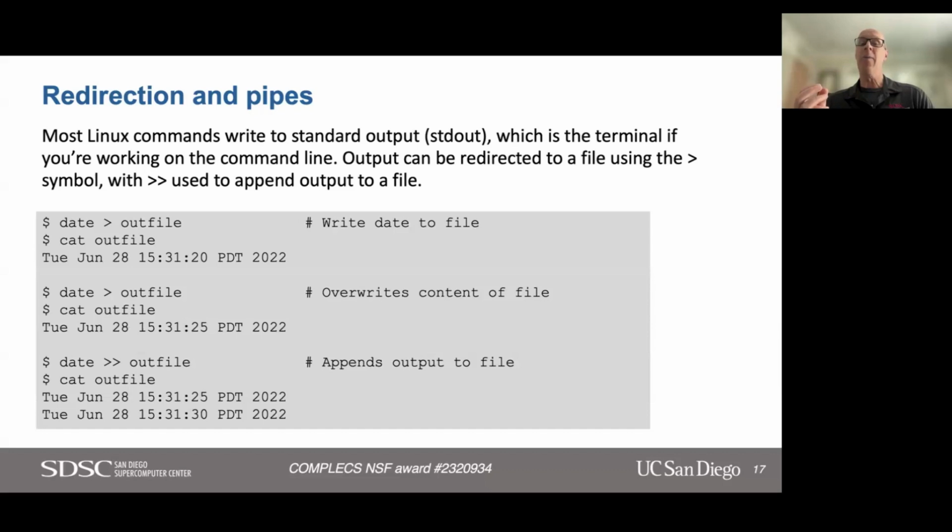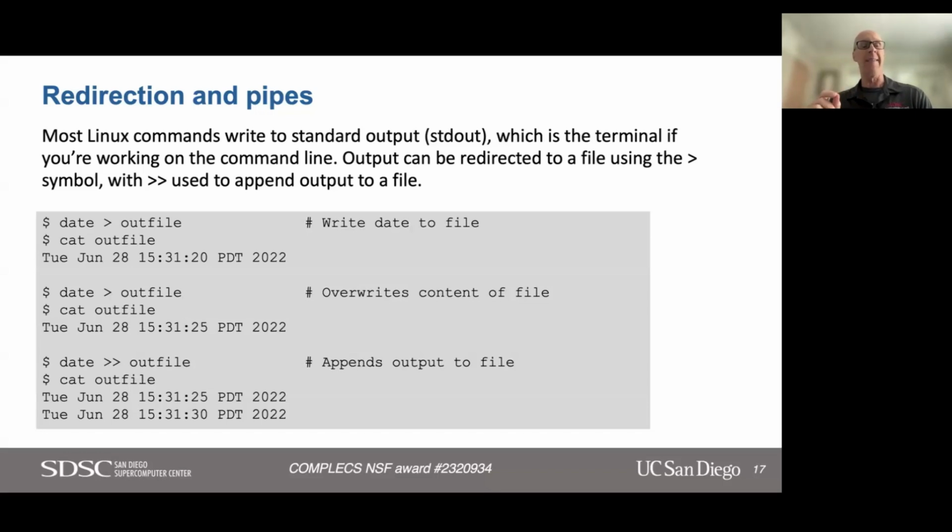Output can be redirected to a file using the greater than symbol, and if you use two of them, it's going to append output to a file. So let's look at a simple example. Let's execute the date command and redirect the output to a file that we're going to call outfile. If I look at the contents of that file, you'll see the output of the date command.